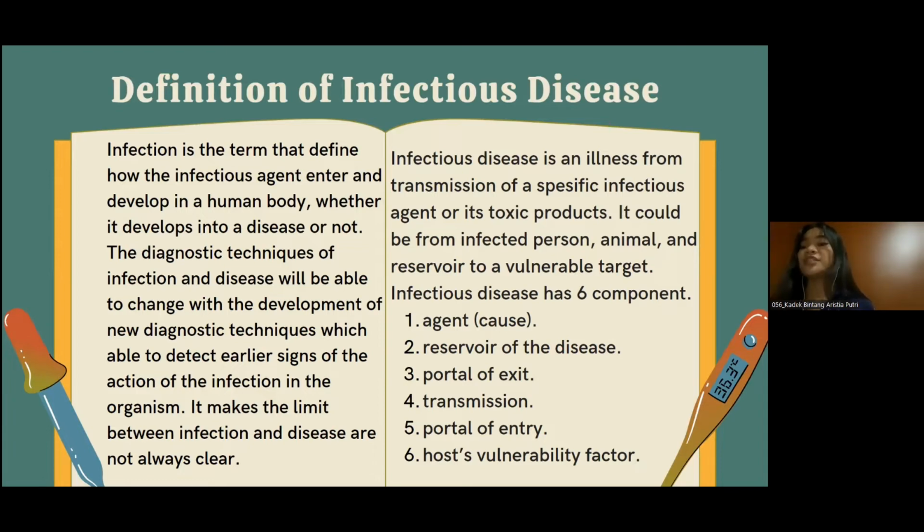Infectious disease has 6 components. The first one is the agent or cause. The second one is the reservoir of the disease. The third one is the portal of exit. The fourth one is transmission. The fifth, portal of entry. And the last one is host vulnerability.